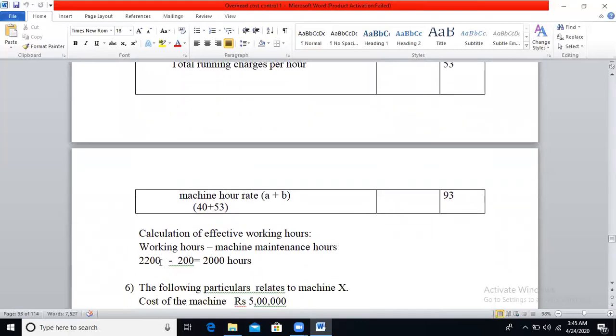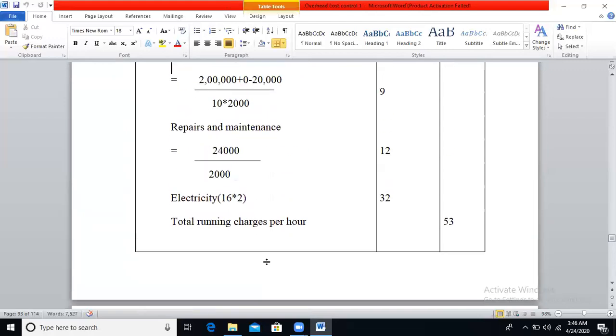Working hours will be the effective working hours they have mentioned in the problem, which is 2,200. Out of this you have to deduct machine maintenance hours. Machine maintenance hours will be 200. So you will get 2,000 hours as the machine working hours. If they have given machine setting up time as unproductive or non-productive, then 5% of 2,200 you have to consider here. If they have given machine setting up time as productive, then that item should be ignored. Now the working hours will be 2,000.